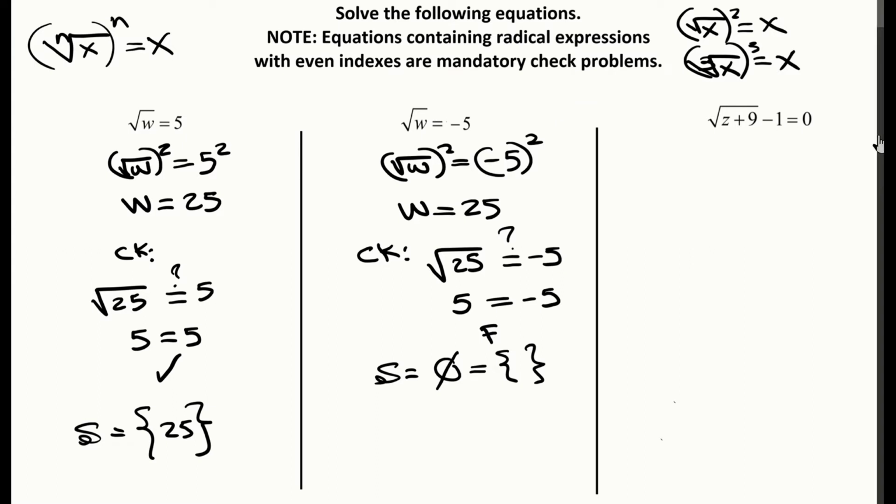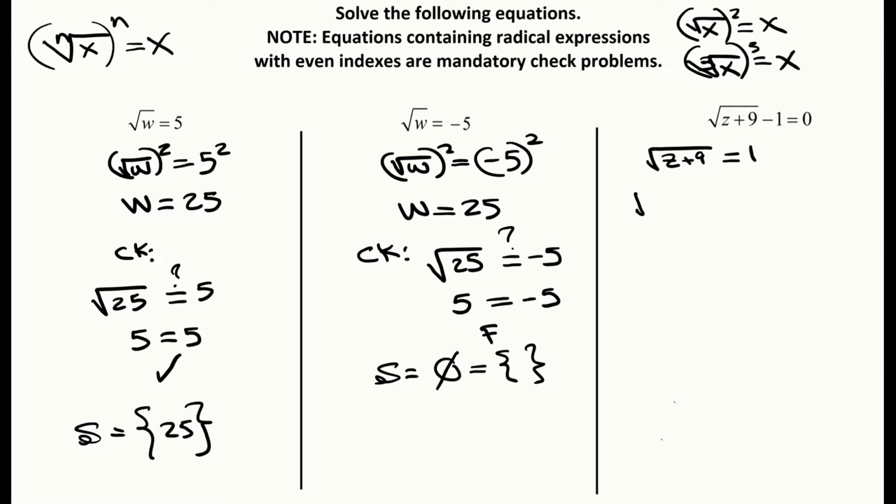All right. So of course, in this next one, we can see there's a square root, but there's also a constant here. So before we square both sides, we're going to go ahead and get the square root term by itself. So we're going to get square root of z plus 9 equals 1. Now we can go ahead and square both sides.